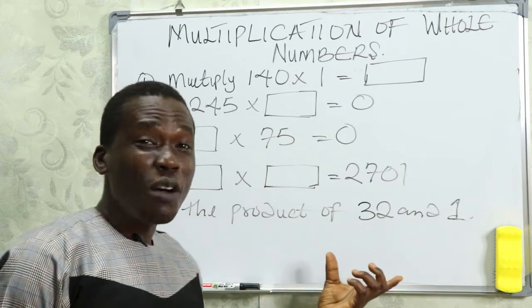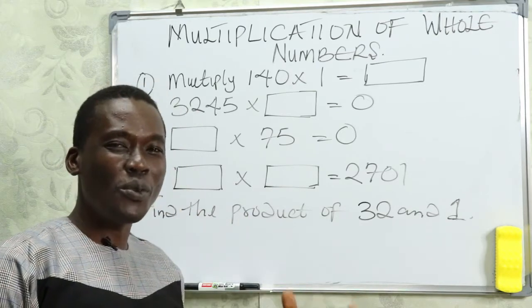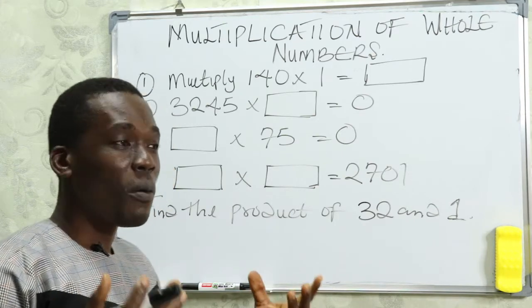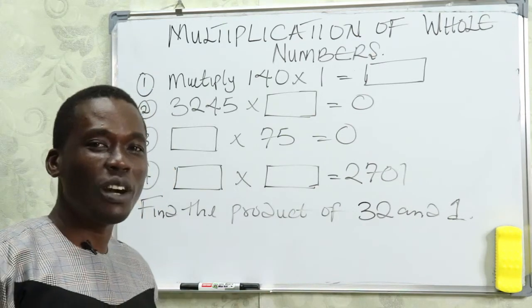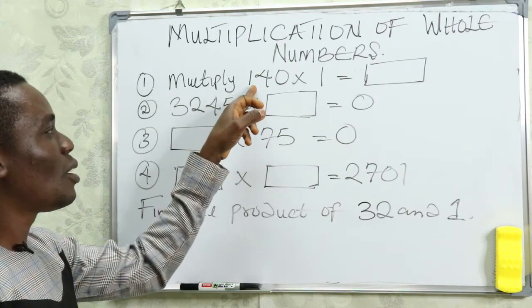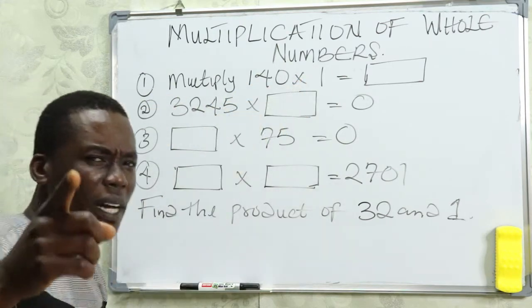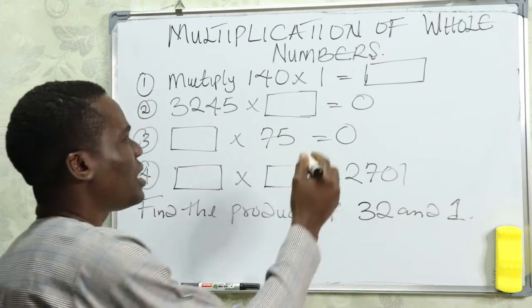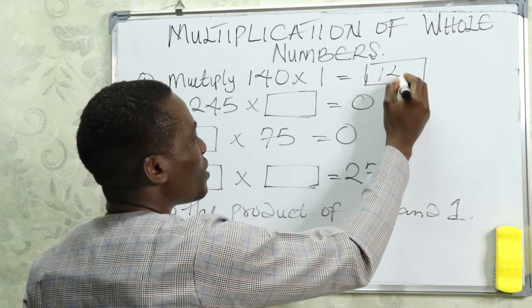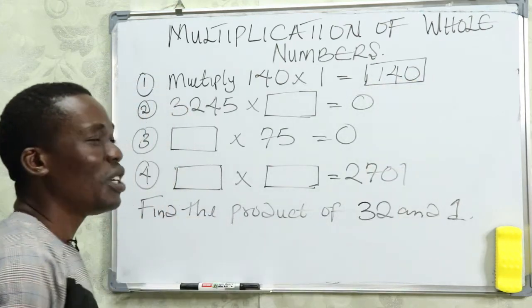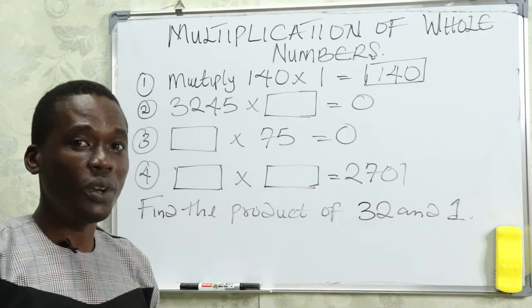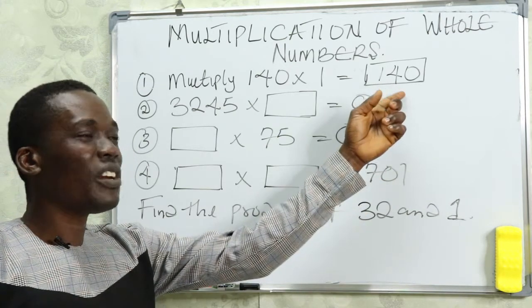So you see, the above sample is going to help you know how to go about solving the properties of multiplication by 0 and 1. The first question says you should multiply 140 times 1. Remember the properties of 1. 140 times 1 is going to give us what? 140. Remember, I told you anything multiplied by 1 will give you that value itself. So the result will be what?